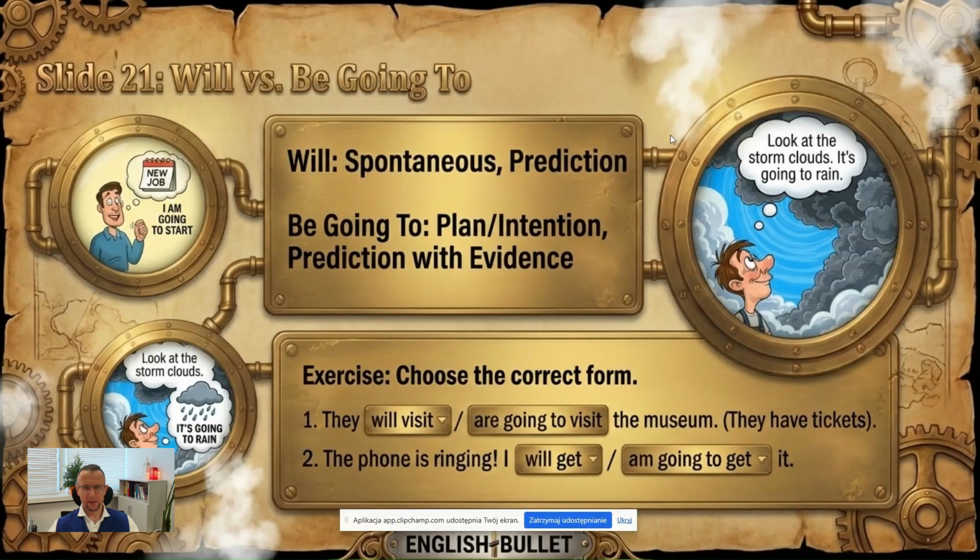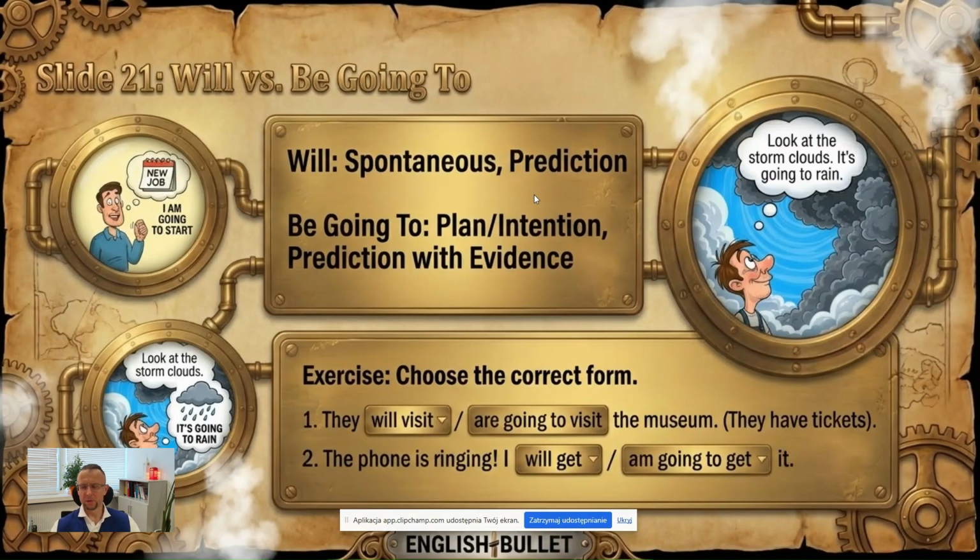So remember, will versus be going to. Okay, then we have also the be going to form. Be going to means to plan something with intention, prediction with evidence. For instance, look at the clouds. It's going to rain. With future simple, we have the prediction based on our knowledge, but no evidence.